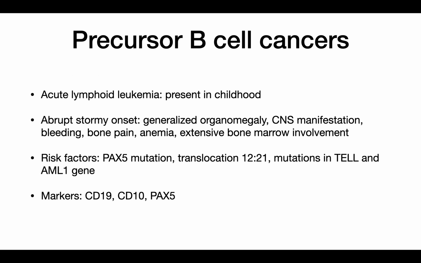Precursor B cell cancers are generally acute lymphoid leukemia, and those are present in childhood. So they have an abrupt stormy onset, and the organs are going to be involved along with the CNS manifestation, and all of that is going to lead to the anemia, bone pain, and extensive bone marrow infiltration. The risk factors are the PAX5 mutation, translocations between chromosomes 12 and 21, and mutations in TEL and the AML1 gene. The markers would be CD19 and CD10 because this is a precursor B cell.